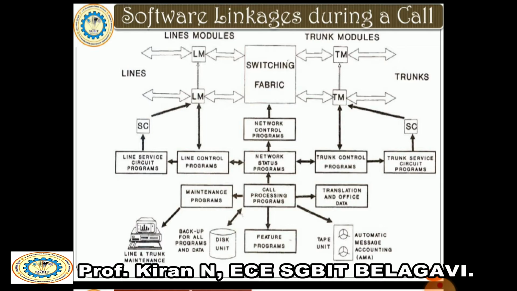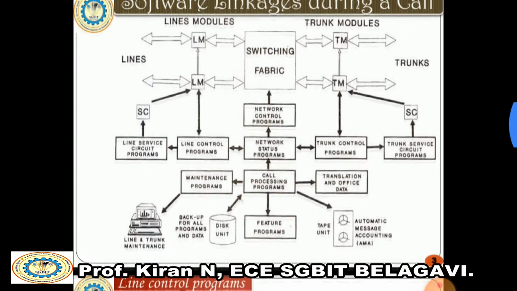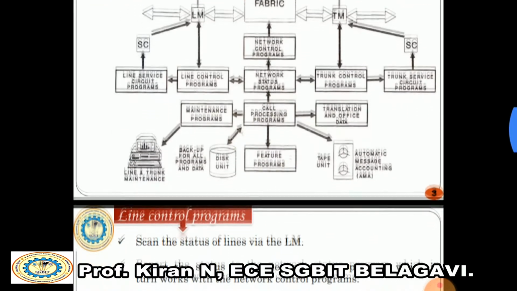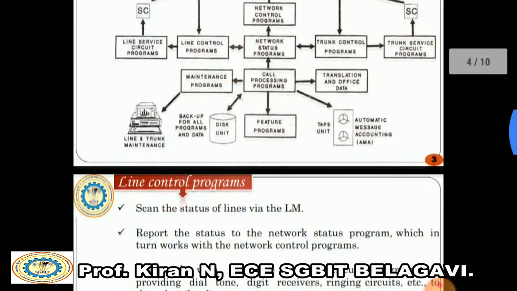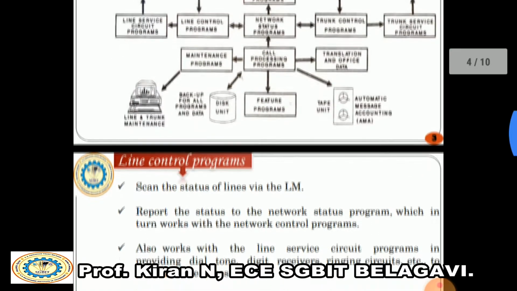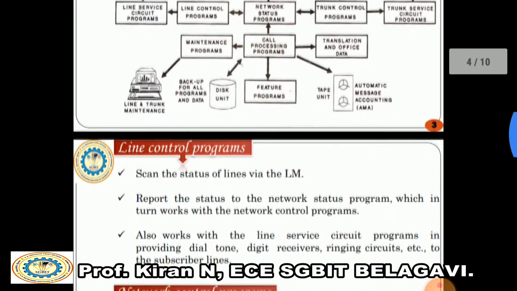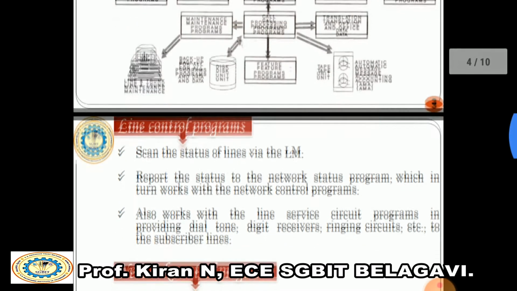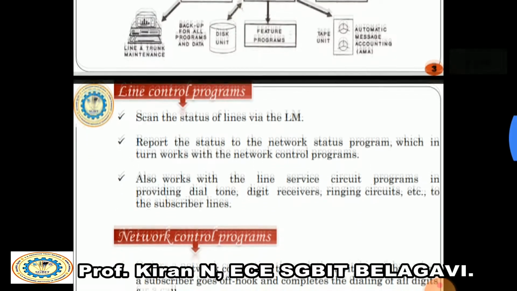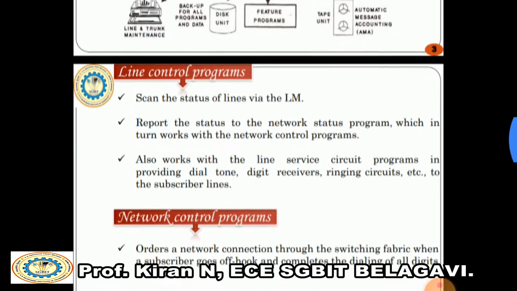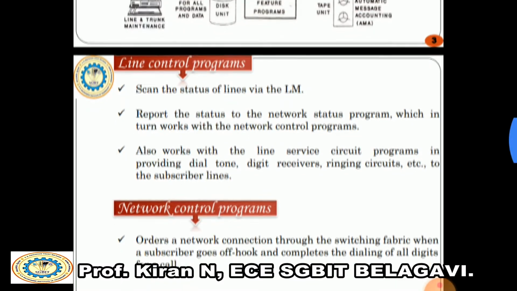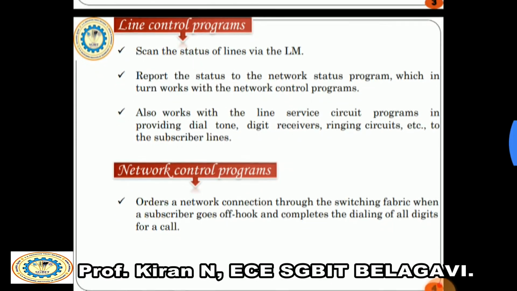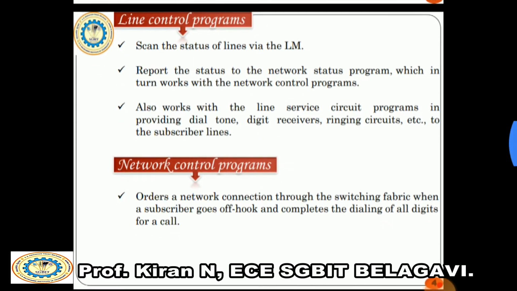Now the switching fabric acts as an interface between the line modules and the trunk modules, helps in connecting various lines and trunks. Now this is what the functions are, or the software which play their role in order to connect two subscribers. Now the called subscriber may reside in the calling subscriber's digital switch, or maybe in another digital switch.